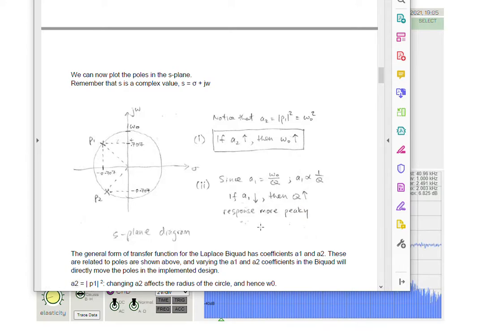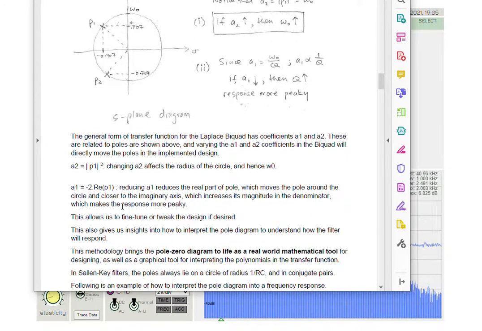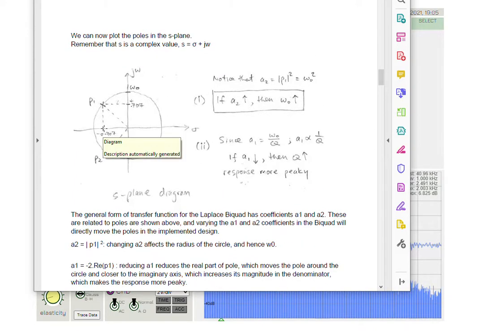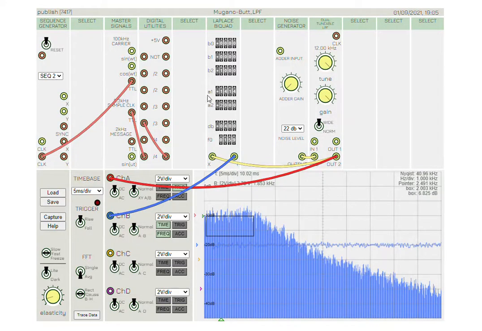This is because A1 is the real part of P1. So as the real part of P1 is reduced, the poles move closer to the axis, which makes the contribution smaller, which makes the magnitude larger. Let's try that. A1 is reduced. A1 has been reduced. Let's see what happens here.